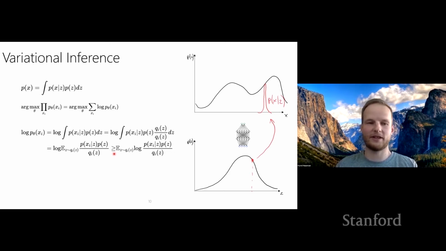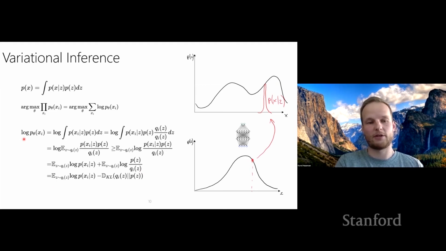So right now we are lower bounding our objective by something that looks like the expectation of the log of that ratio. Now we can split that ratio into two different terms, which we did down here. And we can split it even further and say that our log p theta of xi is lower bounded by the expectation under qi of z of log p of xi given z, minus the KL divergence between qi of z, some kind of distribution that we just made up, and the prior p of z.